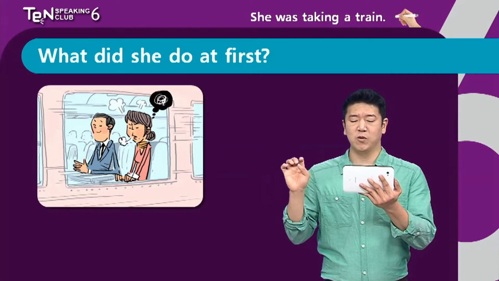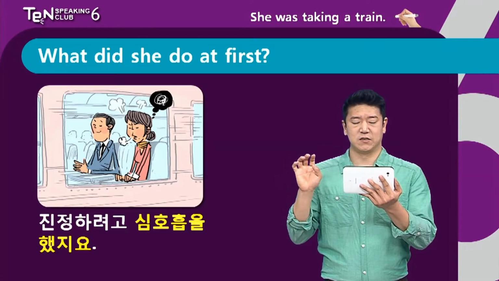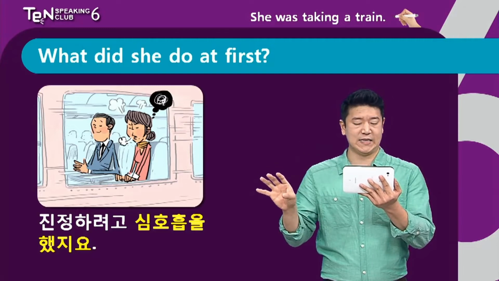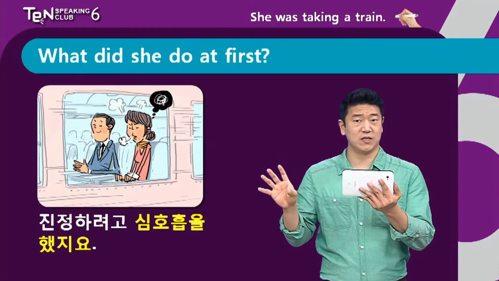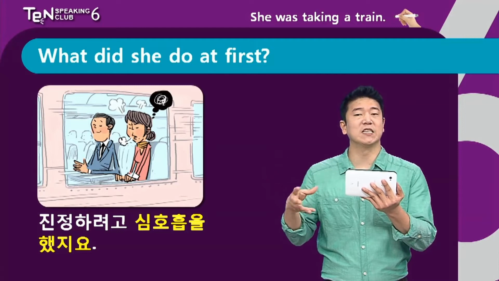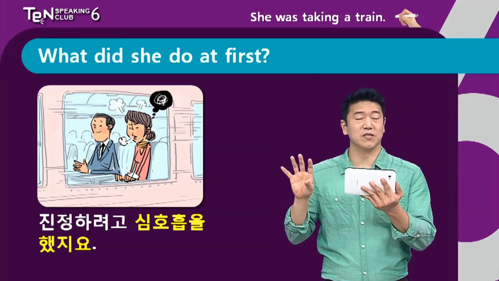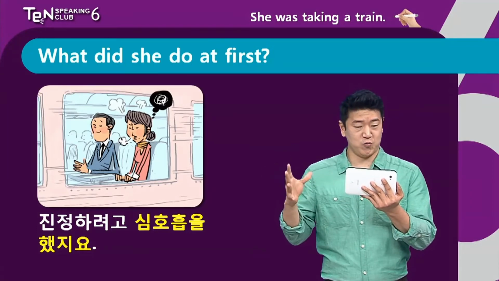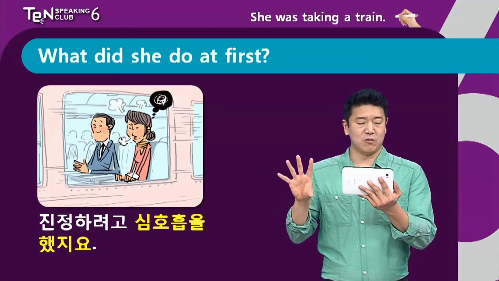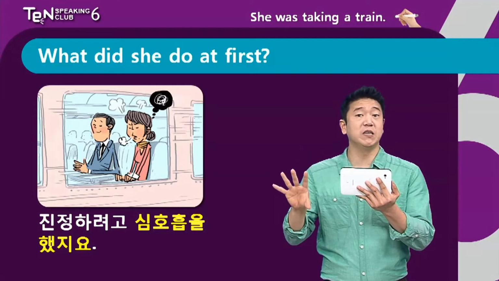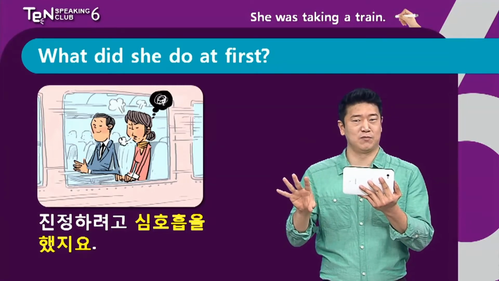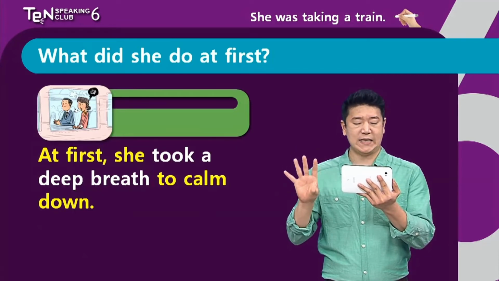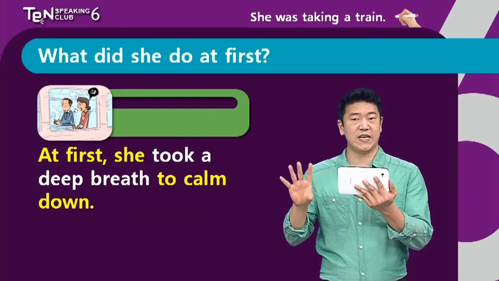Yeah. Okay, so she wanted to calm down. So take a deep breath. Yeah. Okay, so take a deep breath. She wanted to calm down, right? So, at first, she took a deep breath to calm down. At first, she took a deep breath to calm down. Took a deep breath. Take a deep breath.